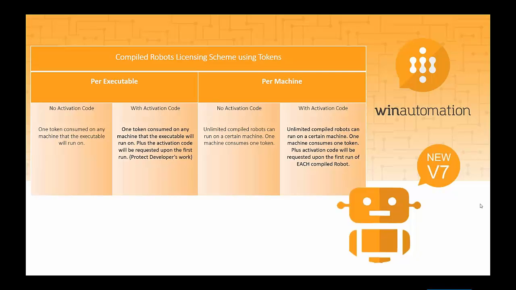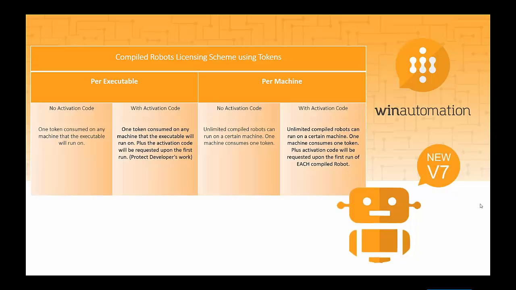We have 4 kinds of tokens, 2 for per executable and 2 for per machine. Per executable with no activation code means that I can compile an executable. I will consume 1 token on any machine that executable will run on only for the first time. From that point on, it will run as many times as you want.